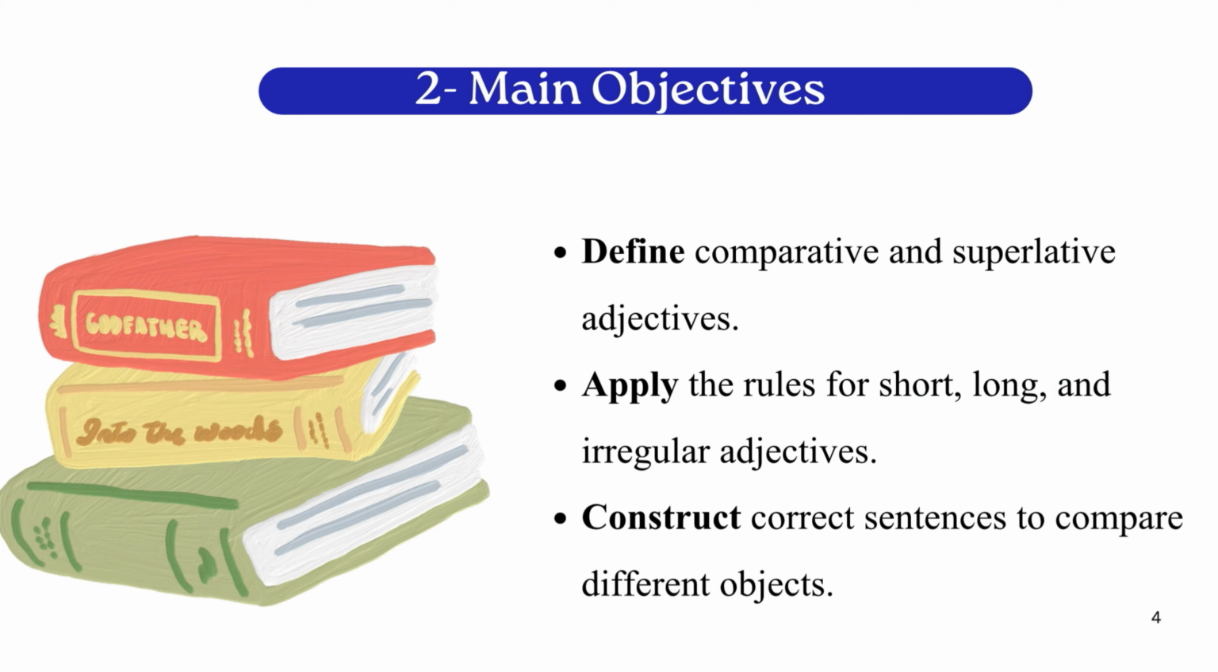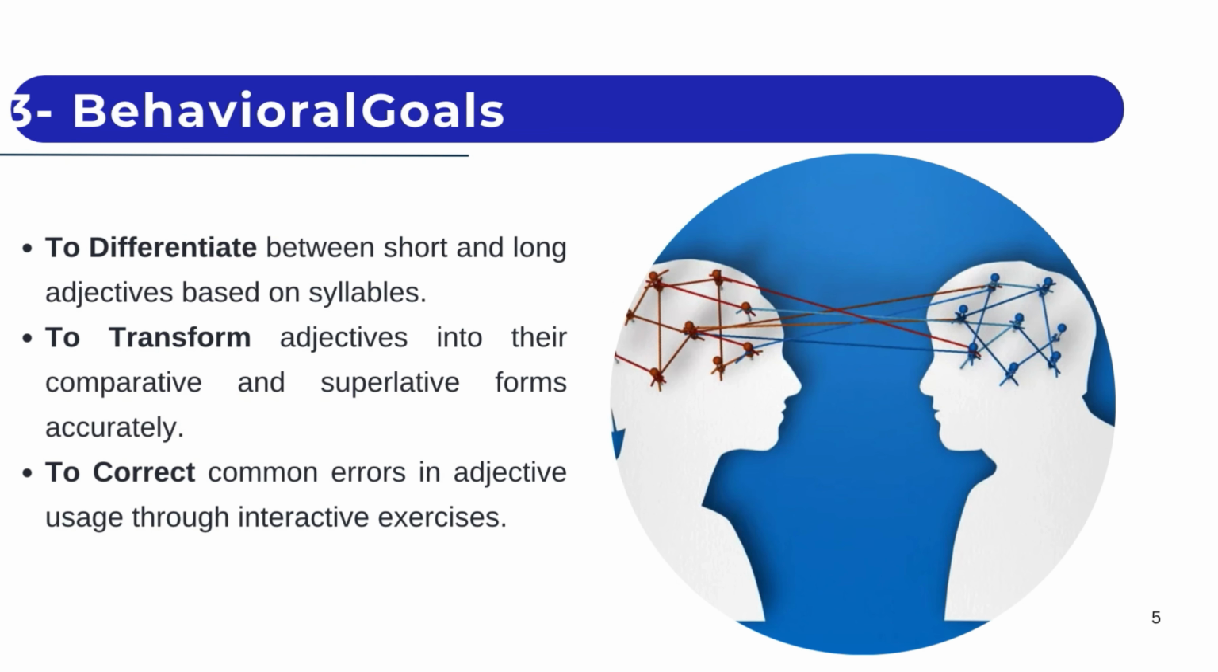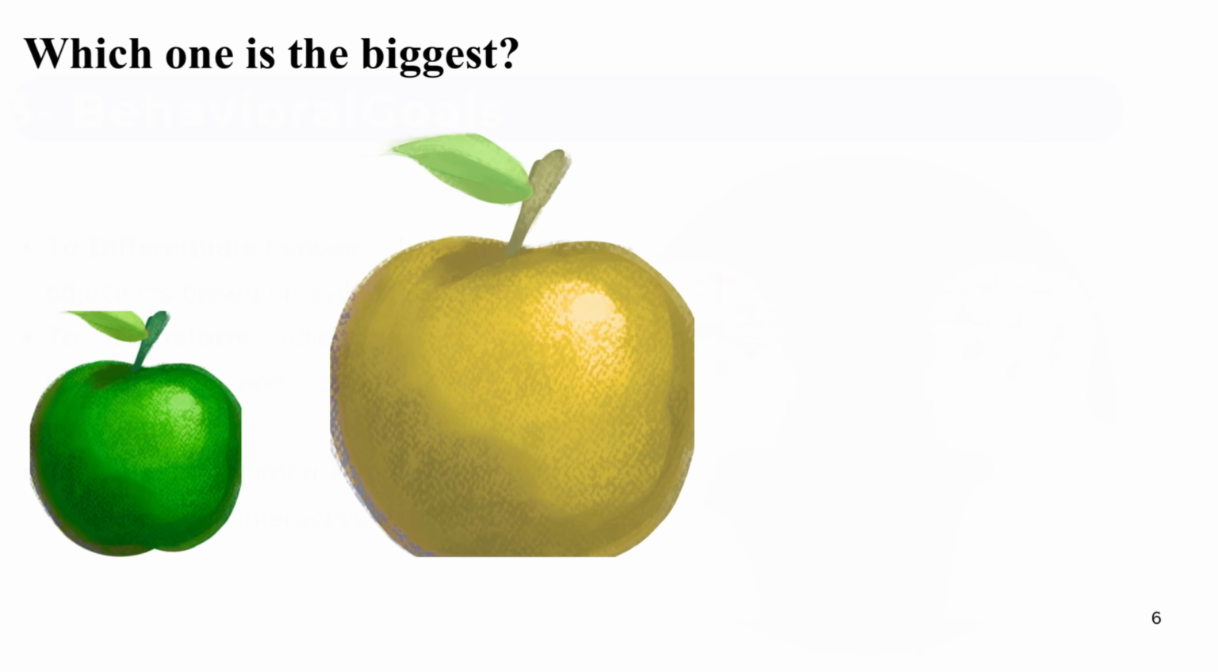After that, we have the main objectives of this lecture, which is to define comparative and superlative adjectives and to know how to apply the rules for short, long, and irregular adjectives, which is the 3 types of adjectives for the lecture today. And also we have the behavioral goals of this lecture, to know how to differentiate between short and long adjectives based on syllables.